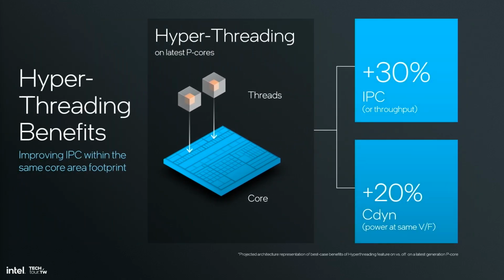Looking at a latest generation P-Core, hyperthreading scaling can be broadly characterized as adding 30% IPC or throughput for 20% Cdyn, or power at the same voltage and frequency, within the same core area footprint. Now this is pretty good, which is why in certain data center deployments where thread density is a priority, hyperthreading shines.